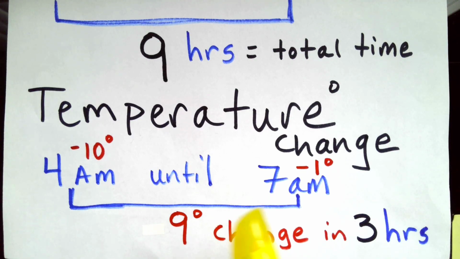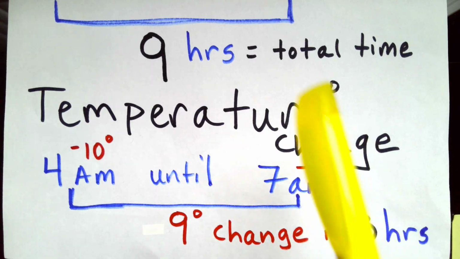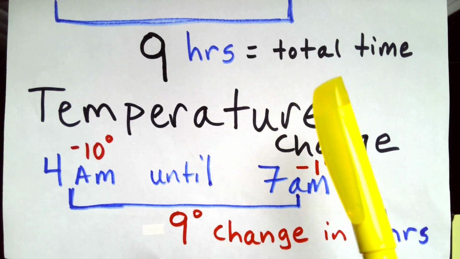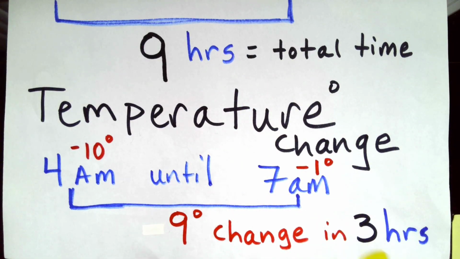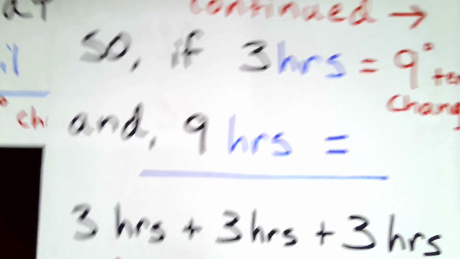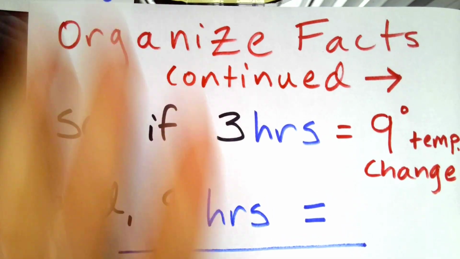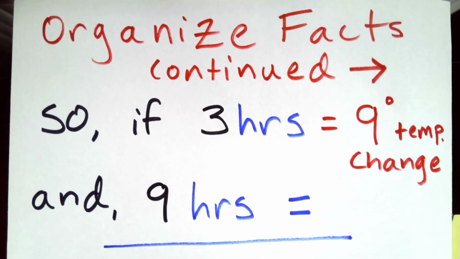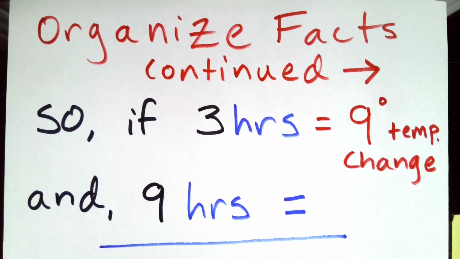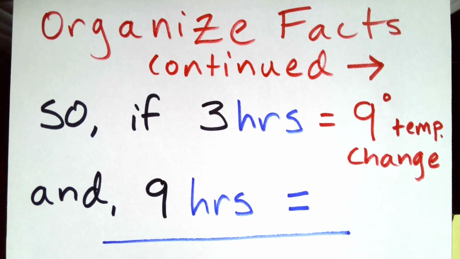And then that change occurred within a 3-hour span. And the total time from 4 a.m. to 1 p.m. is 9 hours. So we can use that. And I want to show you that change here in this next segment. I have created organized facts for you to see this. Now, if you don't understand, don't worry. In parts 2, 3, 4, 5, maybe 6, I'm going to explain this very slowly, step by step.